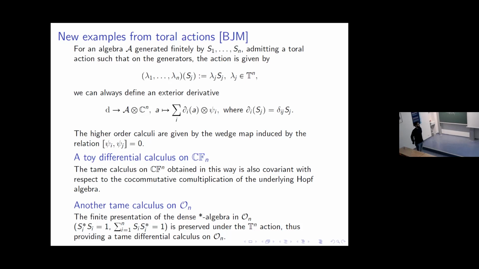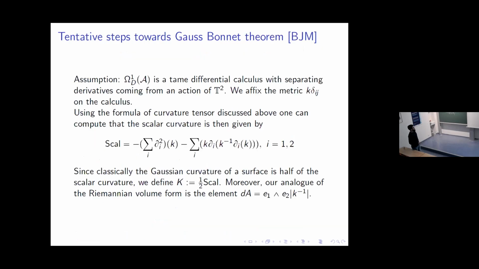Right. So another one, and I think these are the last 4 slides. So what do we do with the identities that we have? Assuming dimension n equal to 2, for the curvature tensor omega ij you can try to look for a Gauss-Bonnet theorem, which we do not have, but let's see. The assumption is that Omega^1(A) is a tame differential calculus with separating derivatives coming from an action of T^2.